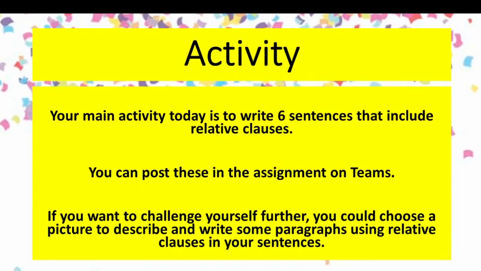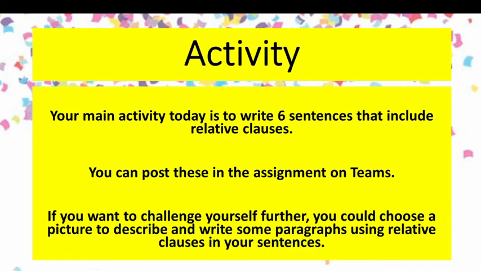Okay, so we're going to move on to your activity for the day, and this activity will be posted onto Teams, so you can write your sentences on there, and then I can give you some feedback about them. So your main activity today is to write 6 sentences that include relative clauses, and you can post these on Teams, as I've mentioned, or if you're having a few issues with Teams and you would prefer to post them on Tapestry, that's absolutely fine. I'm still checking that very regularly throughout the day.